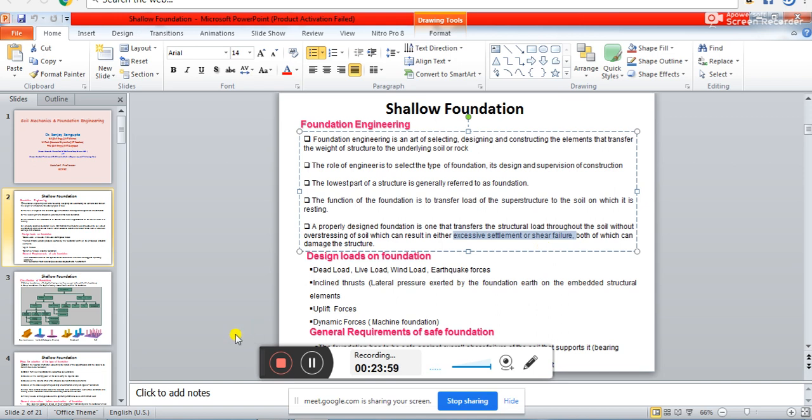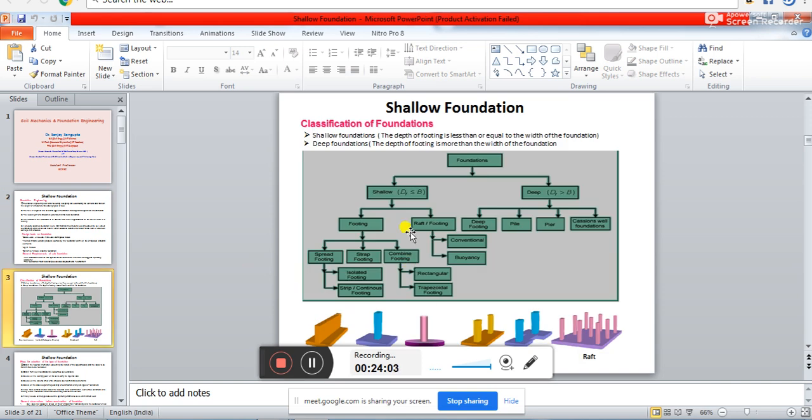Okay. Now going forward, let us go to the next slide. Now let us come to foundations, shallow foundation. Now, classification of foundation. First thing you should understand is classification of foundation. How can we classify the foundation?